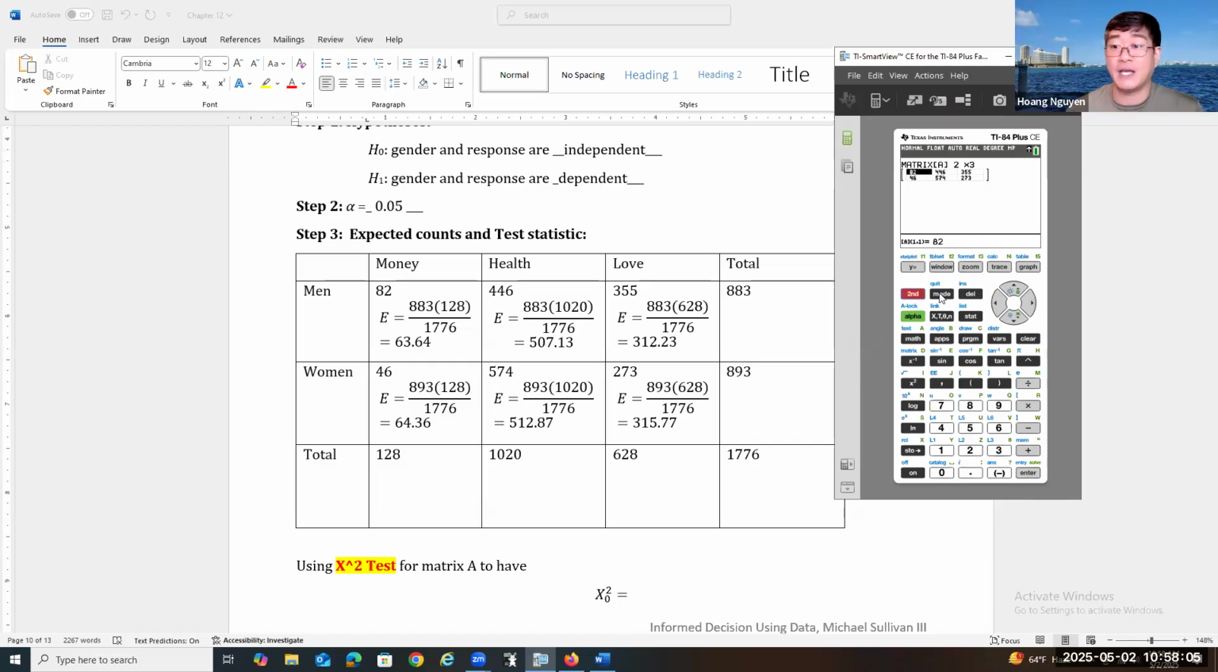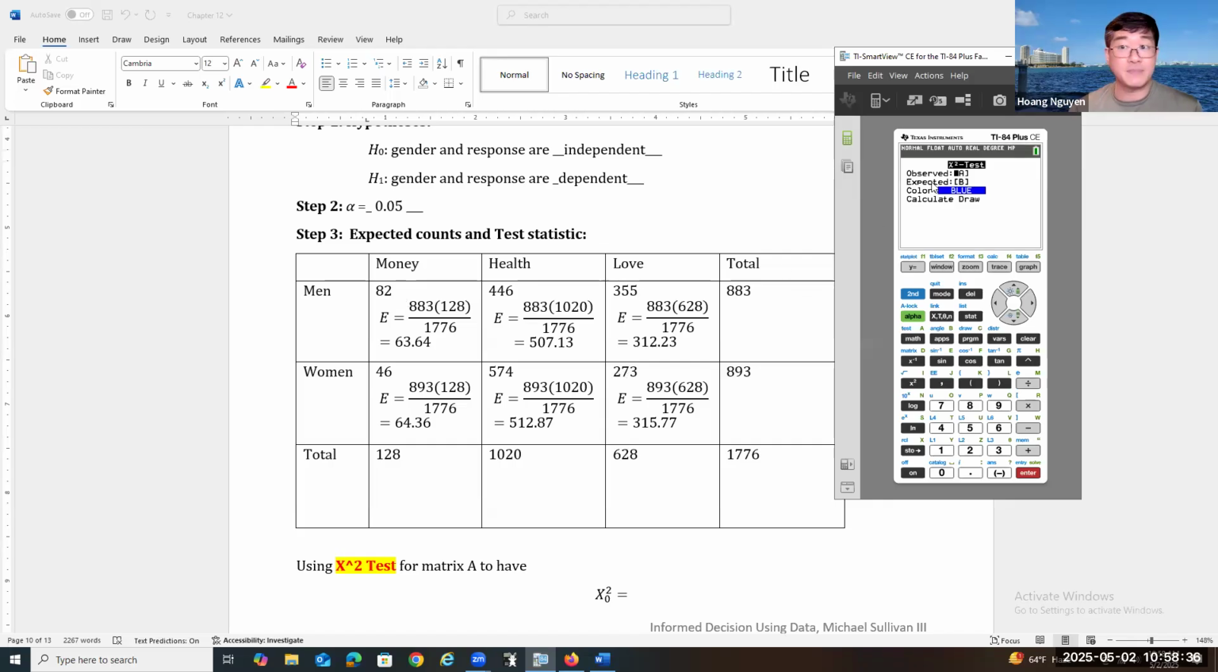Okay. Now we're gonna go second quit, and we go to the stat option, and then TESTS, and then we're gonna go down to the chi-square test. What's the option? Option C. So we go stat and then tests, and then go down to option C, chi-square test. And then the observed is matrix A. So the observed is the value that we are given from the table. You don't have to put the totals, just the original matrix. It has 2 rows and 3 columns, just the original one.